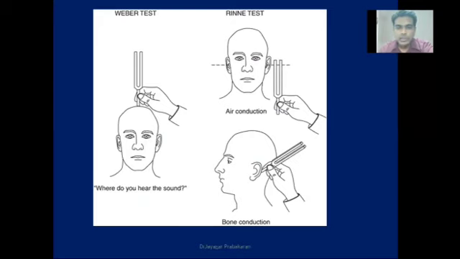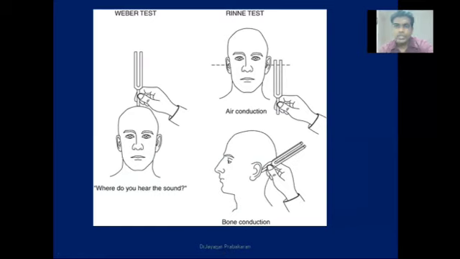Next is the absolute bone conduction test. The third picture here is actually showing the bone conduction testing, keeping the base of the tuning fork over the mastoid region. But what is the absolute bone conduction test? You do only bone conduction and you cut off air conduction. So that is why it is called absolute bone conduction. How do you cut off air conduction? You just give tragal pressure, it occludes the external auditory canal, it cuts off the air conduction. Thereby only bone conduction is tested.